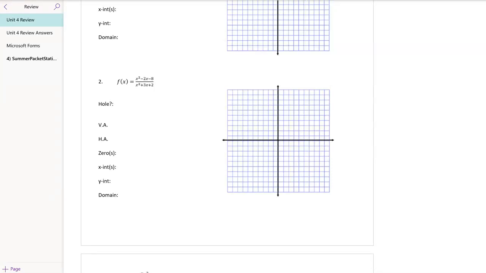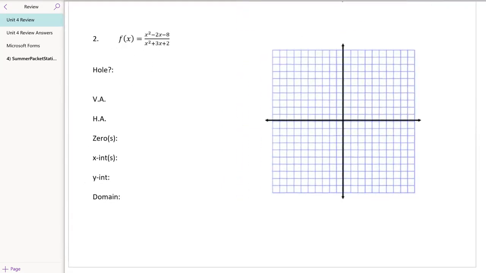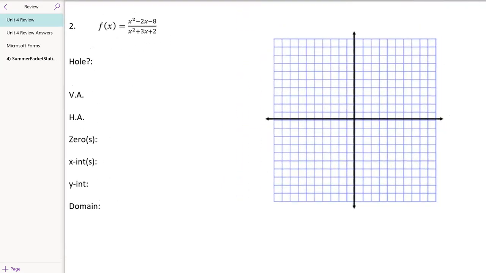All right, boys and girls, I'm going to go through a couple of these problems. Hopefully this will help you review for the test on Friday. Okay, out of the graphing ones, I'll do number 2.